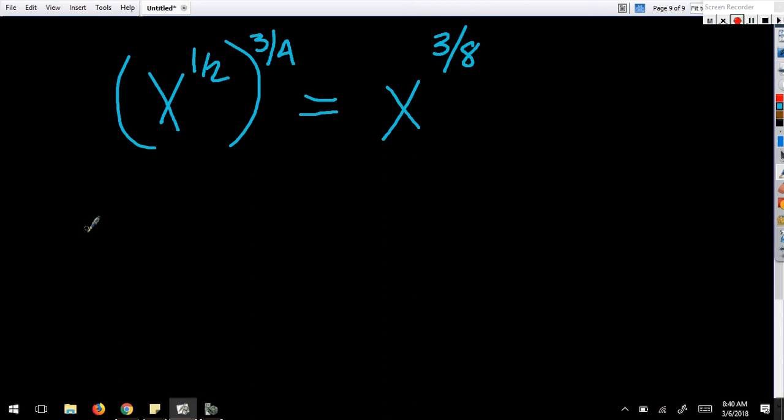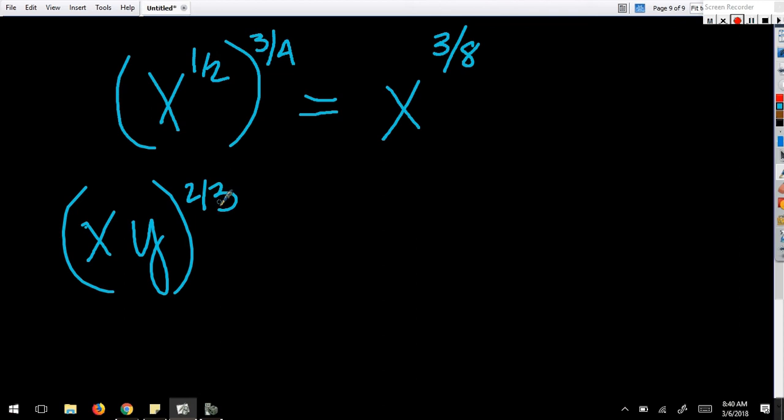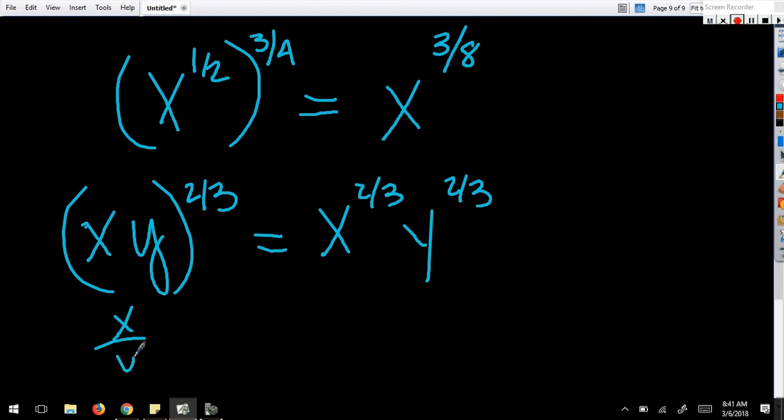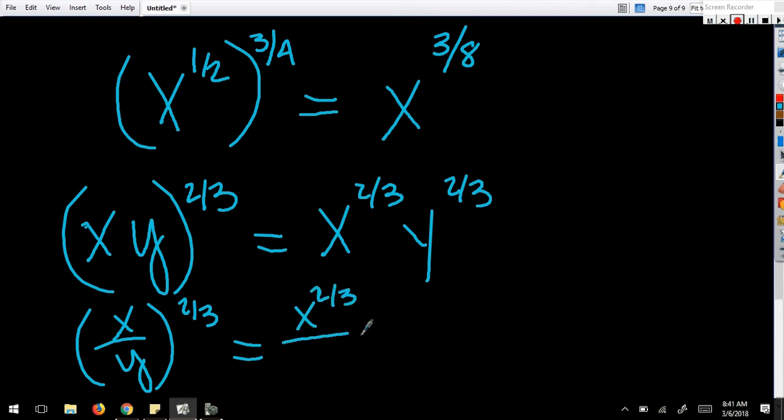What if I am multiplying inside a set of parentheses and it has an exponent on the outside? It goes to both. Only when you multiply or what? Divide. Is this coming back to you? Is it? Yeah, this was.